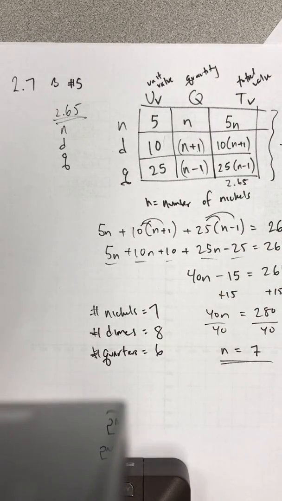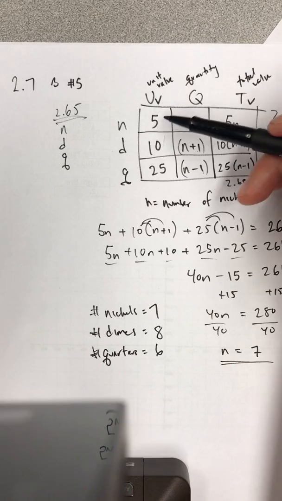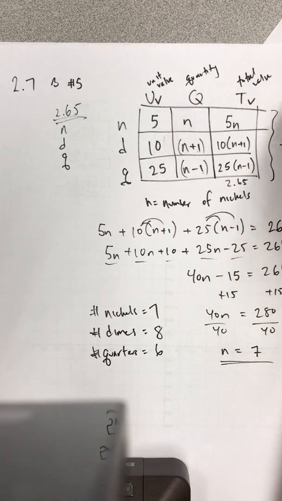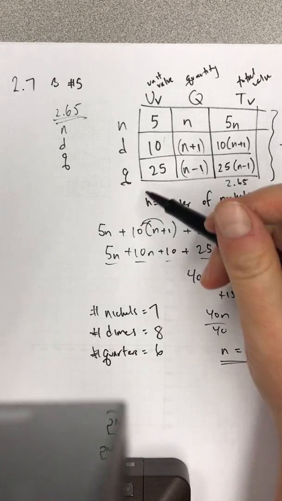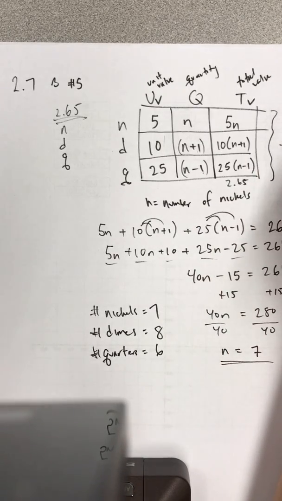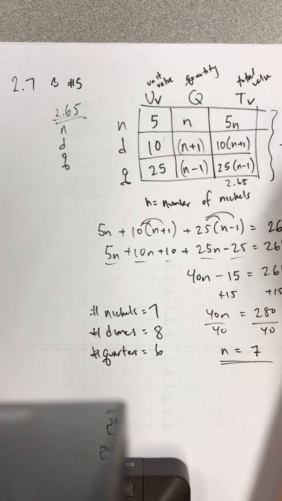I should do the check. 5 times N, 5 times 7, that would be 35 cents in nickels. 10 times N plus 1: that's 8 dimes times 10 is 80 cents. And quarters, we have 6 quarters, 6 times 25, what's that, $1.50? 35 and 80 is 115. 115 and 150, I think that's 265.